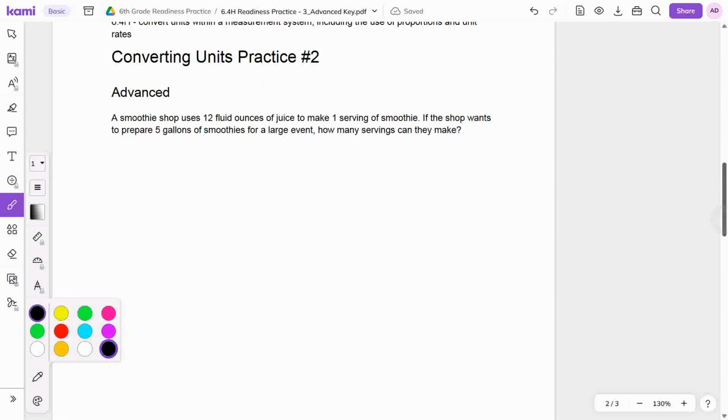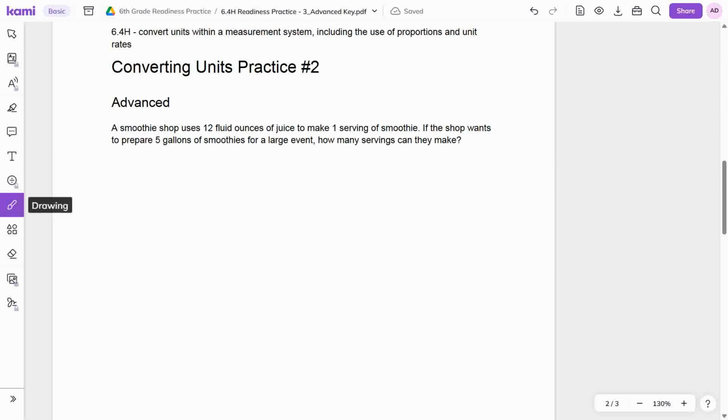All right, next we've got a smoothie shop and 12 fluid ounces to make 1 serving, and I've got 5 gallons. How many servings can I make? Well, I need to convert my fluid ounces into gallons. Now, here's the thing. It takes 8, I'm just going to kind of go up. 8 fluid ounces makes 1 cup.